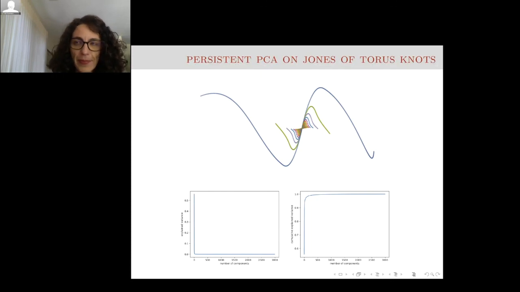Yeah, Radmila, I've got a question. What are those double twist link knots? What are those? Let me keep that for the end of the talk.